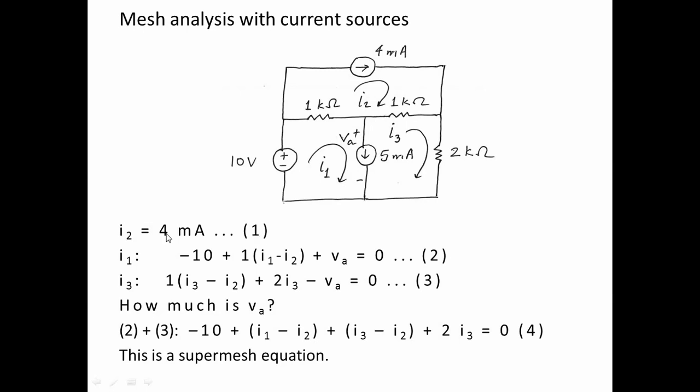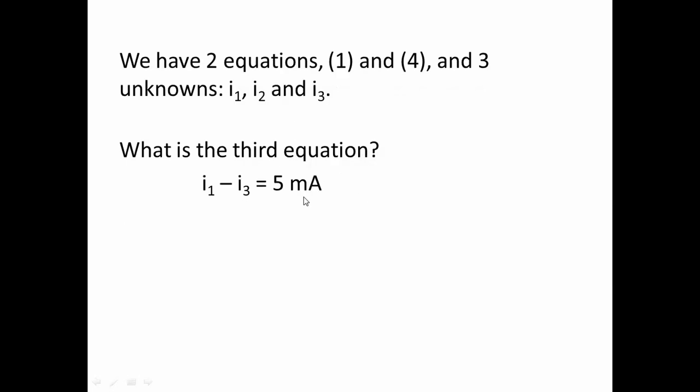Alright, so now we have equation 1 which has I2 and equation 4 which has I1, I2, I3. So we have 2 equations but 3 unknowns. What is the third equation? The third equation is the fact that we already know this current. This current is flowing down, so this current is I1 minus I3. So I1 minus I3 we already know is 5 milliamps. So that gives us the third equation. We have three equations, three unknowns. We can solve them. I've written that here already. So now you know how to solve.